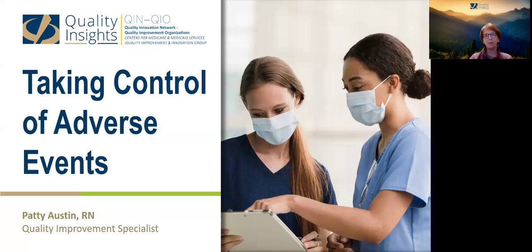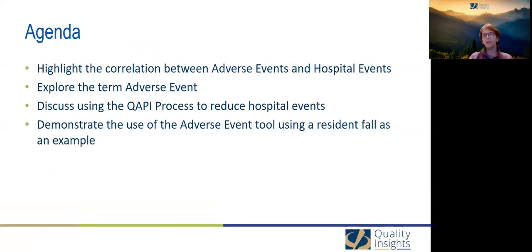As we're watching spring roll in. So today we're going to talk about adverse events and how we can take control of them. Our goal today is to make the connection between adverse events and hospital events and to gain a better understanding of what the term adverse events actually means. And then finally, we're going to take a look at a tool called the Adverse Event Tool and showcase how it uses the QAPI process to help you analyze adverse events as they occur so that you can put plans in place to prevent possible future events from occurring. So let's get started and take a look.